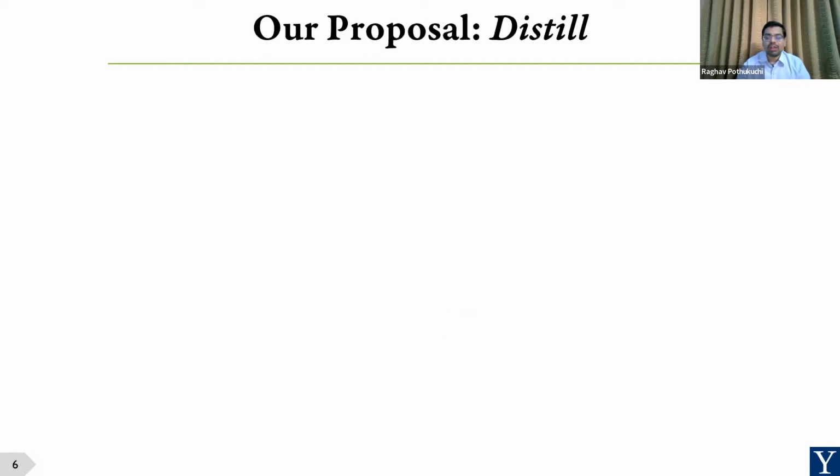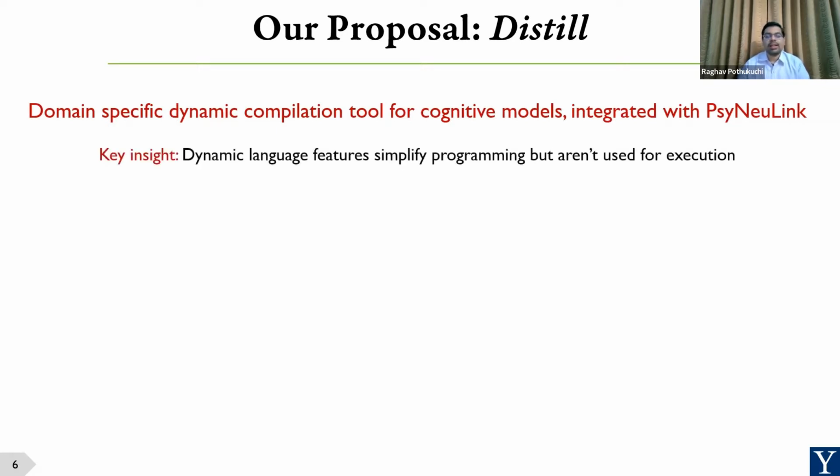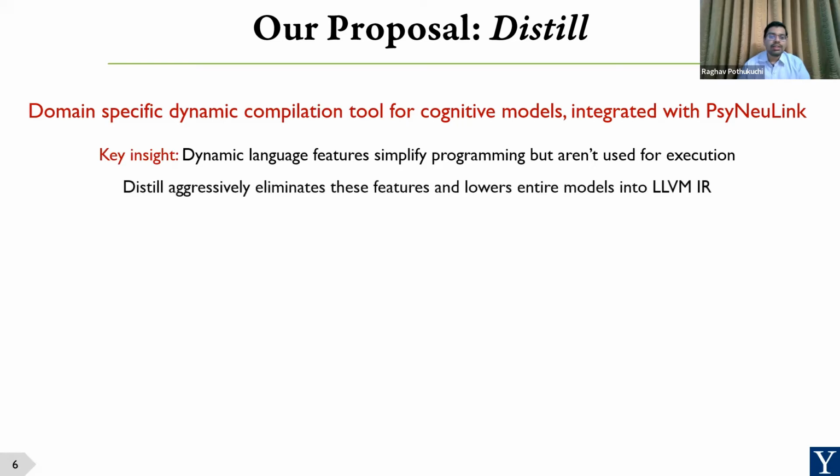Our proposal to solve this problem is Distill, which is a domain-specific dynamic compilation tool for cognitive models integrated with PsyNeuLink. The key insight is that expensive dynamic language features simplify programming, but aren't used for execution. Therefore, Distill aggressively eliminates these features and lowers entire models into LLVM IR.